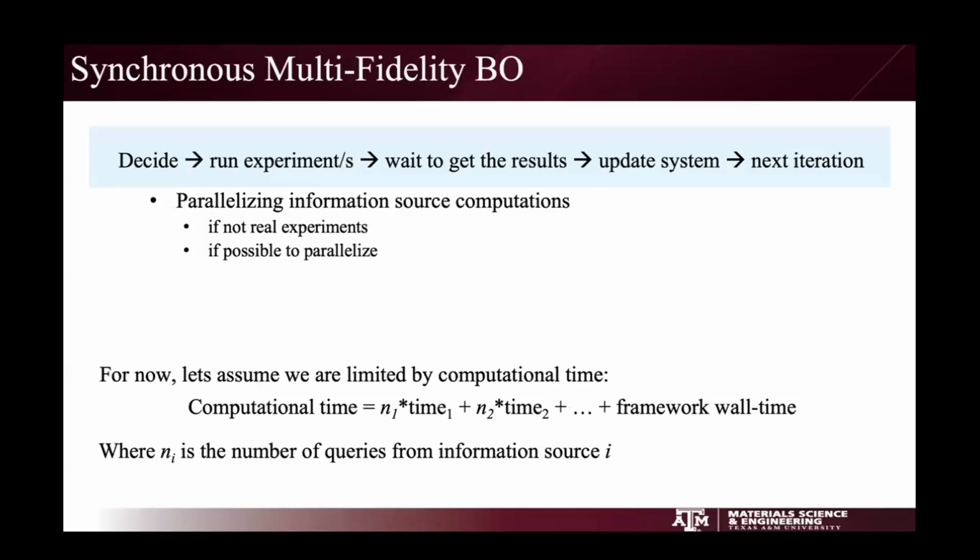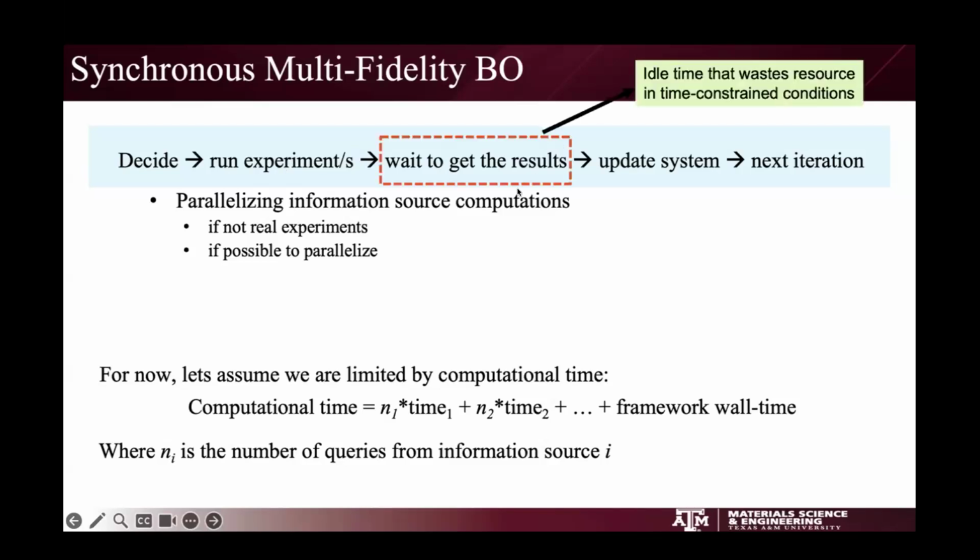However, one of the things that we have encountered is that when we're trying to do traditional Bayesian optimization that relies on multiple information sources, the steps are as follows. We decide what experiments to run. We run the experiments or simulations. We wait to get the results. So we have a checkpoint for all the different tasks to be completed. Once we get all the tasks completed, we move on, we update our model, and we carry out the next iteration, right?